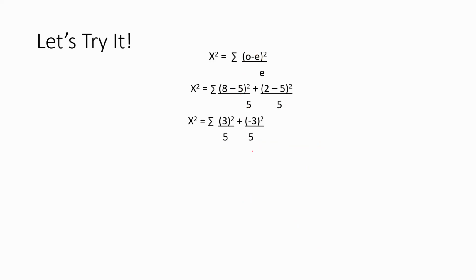That now gives you this. We have 3, so 8 minus 5 gives you 3, and 2 minus 5 gives you minus 3, okay? You then square the numbers to get whole positive numbers, which of course means 3 squared gives you 9, okay? So now we have 9 plus 9, divided, of course, by the expected down at the bottom, which is the 5, okay?